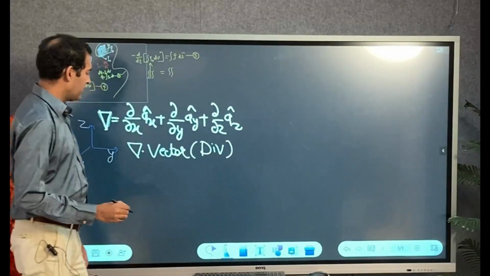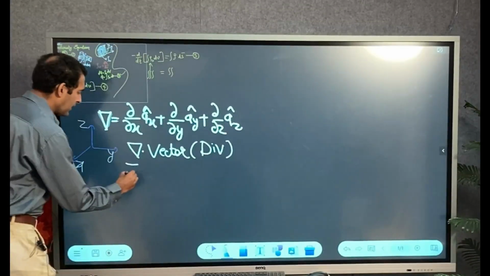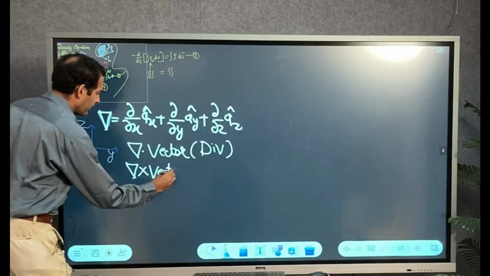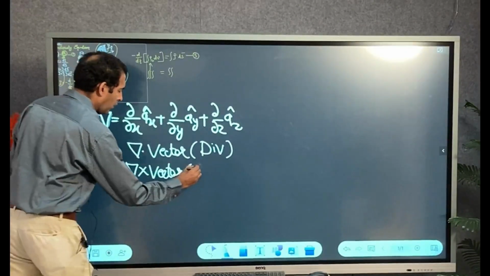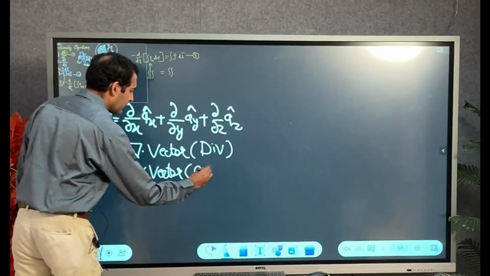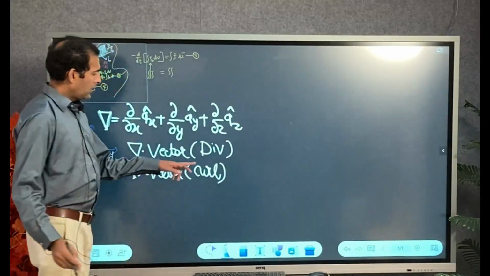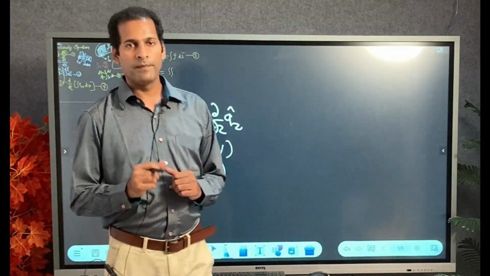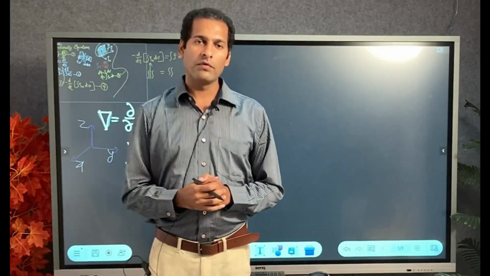We will discuss what divergence is also. And if we take del cross any vector, then it is called curl. Divergence is outflow or inflow of the forces, and curl is the circulation of the forces.